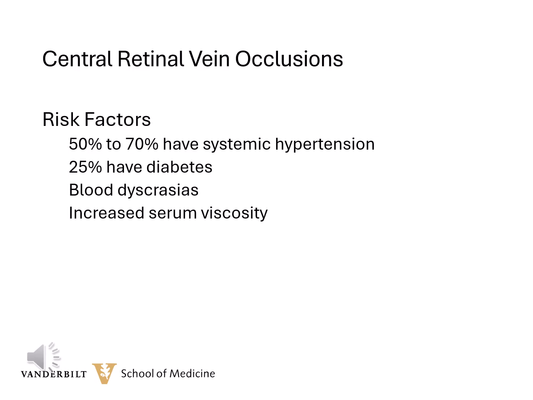The risk factors for central retinal vein occlusions are fairly similar to those of the branch vein occlusion. Here, though, more people have systemic hypertension, 50 to 70%, 25% have diabetes, and occasionally you will find some blood dyscrasias or changes in the serum viscosity. And we'll get into the workup on the next slide.